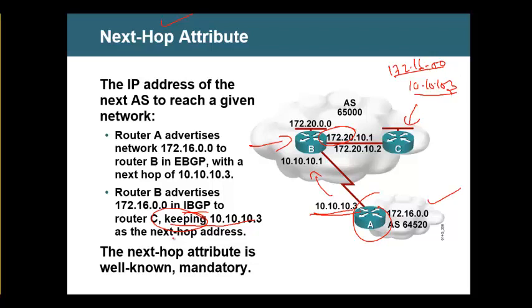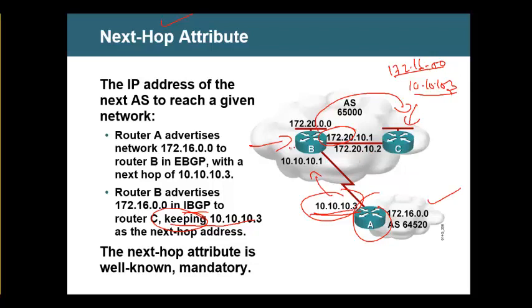B will send it to C. B sends the update to C without changing the next hop. It will carry the eBGP address into IBGP. B and C are what neighbors? IBGP neighbors. This is the default next hop behavior. With every BGP update, next hop address is advertised. Between eBGP, the address will change. Within IBGP, the address will not change. It is carried. This is not a new story for us. This is a well-known story for us.